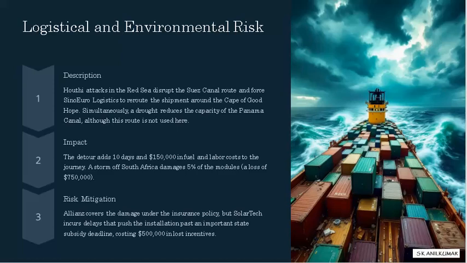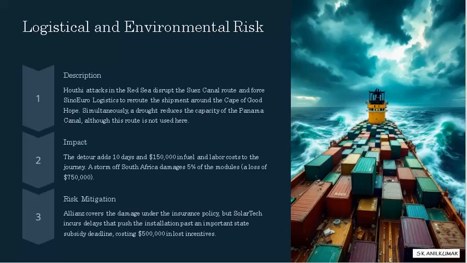Then another issue is that the detour will cause a 10 day delay, additional fuel, and additional labor costs. And if there is a storm off the South Africa peninsula, it may also damage the panels due to humidity. The mitigation is that Allianz Insurance is covering the damage and SolarTech is insuring against the delay. Now the government subsidy deadline is there for the timely arrival of the goods, and it will cost 500,000 if the incentives are lost.